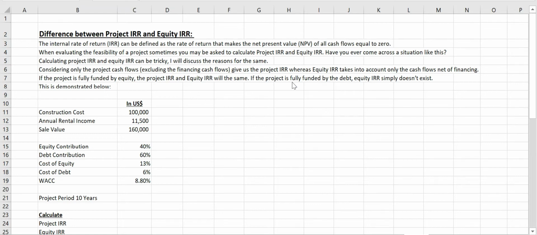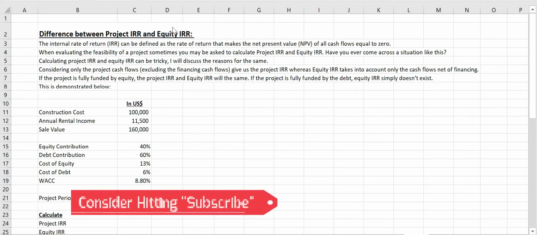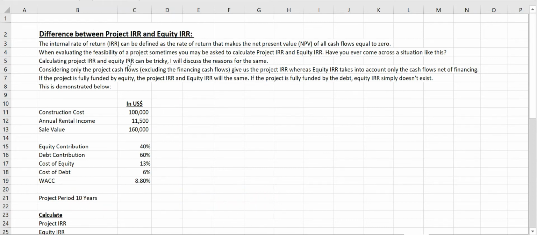In this session I am going to discuss the difference between project IRR and equity IRR, and I will be discussing how to calculate project IRR and equity IRR. So first and foremost, we need to know the difference between the project IRR and equity IRR, and how to calculate the project IRR and equity IRR.